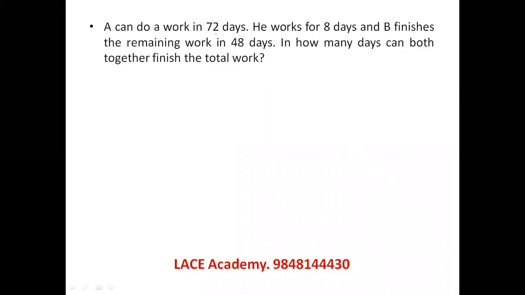A can do the work in 72 days. He works for 8 days, so he completes 1 by 9th of the work. B finishes the remaining 8 by 9th of the work in 48 days. So B takes 54 days for the total work, so B's efficiency is 1 by 54.